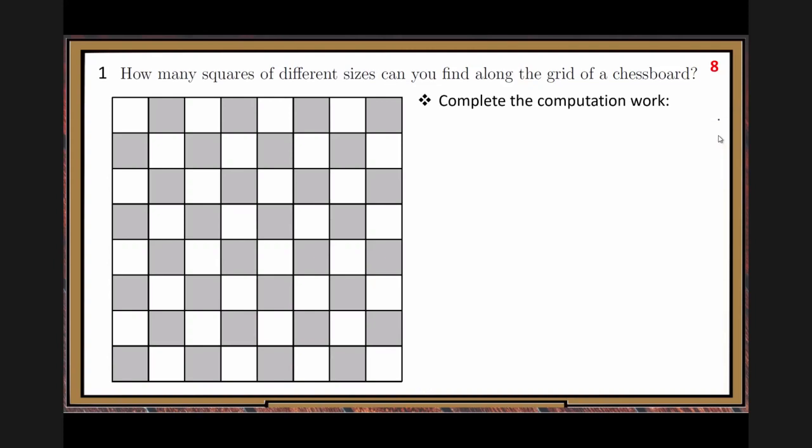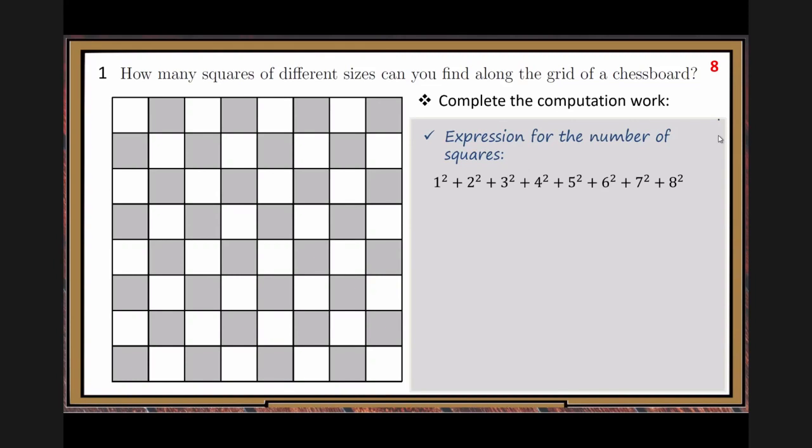Then complete the computation work. Here, one step, so we can quickly finish it. The expression for the number of squares, we can write in this way: these 8 consecutive square numbers added together. Okay? So you can do the calculation in this way.